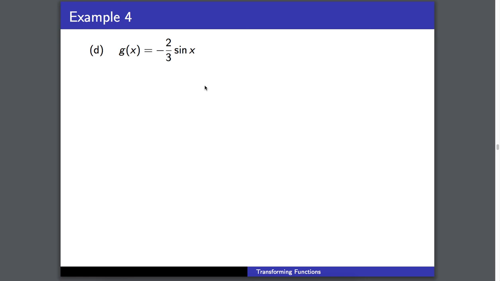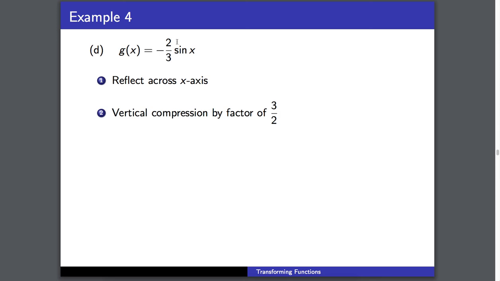For negative 2/3 times the sine of x, the negative once again refers to a reflection across the x-axis. And now it's a vertical compression because 2/3 is between 0 and 1. It's a vertical compression by the reciprocal of 2/3, which is 3/2. So now your points are 3/2 or 1.5 times closer to the x-axis than they used to be.